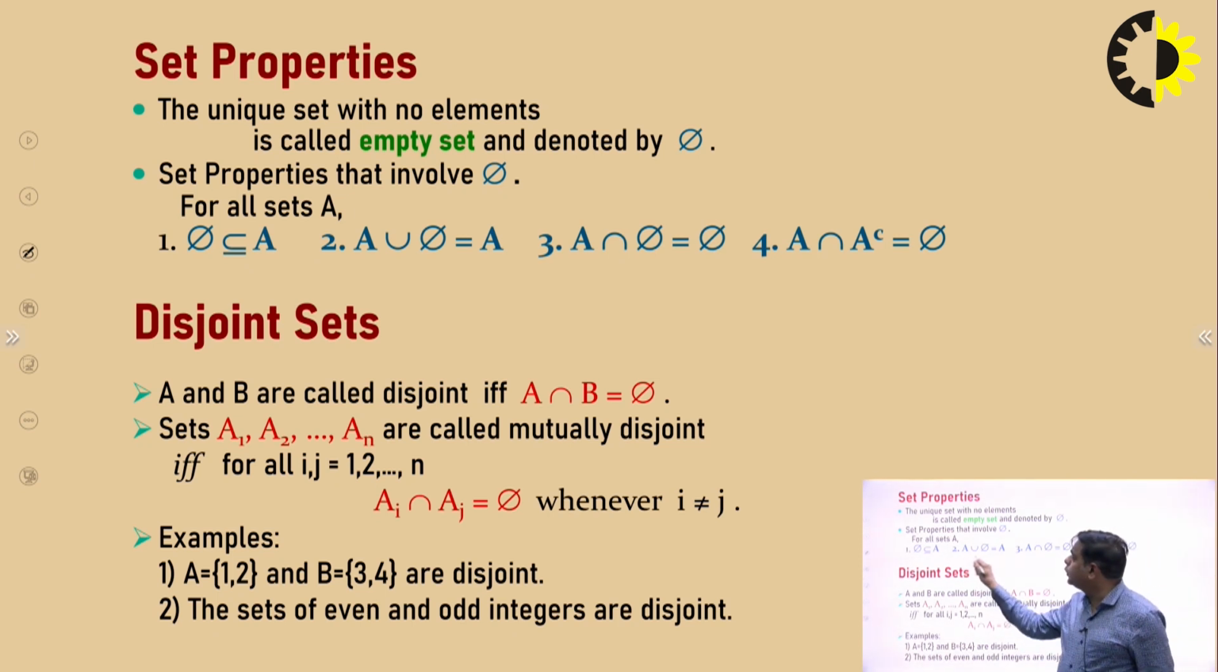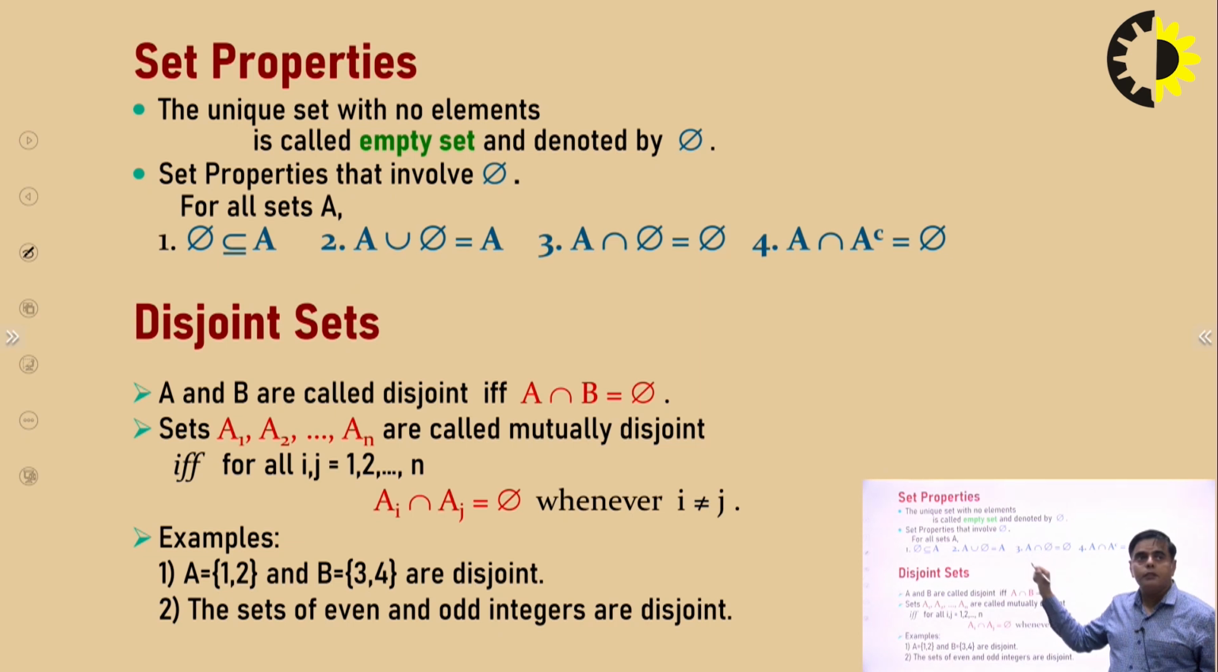If you take the union, that means you have to write all the elements which are in A and phi, and there is no element in phi. So if you write all the elements which are in A and in phi, it will be equal to A. If you take the intersection, that means you write the common elements in A and phi, but there is no element in phi. So no element will be common between A and phi, so the result will be phi.